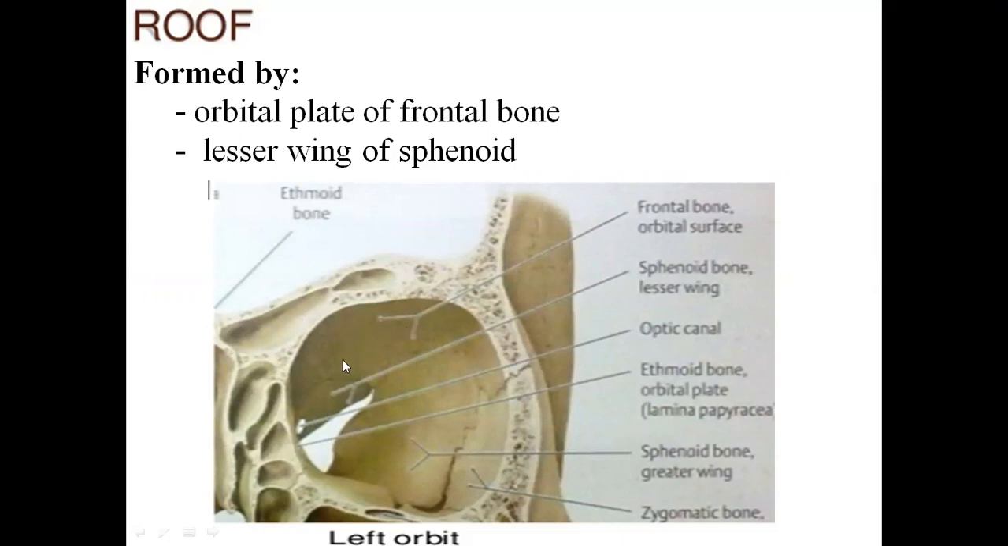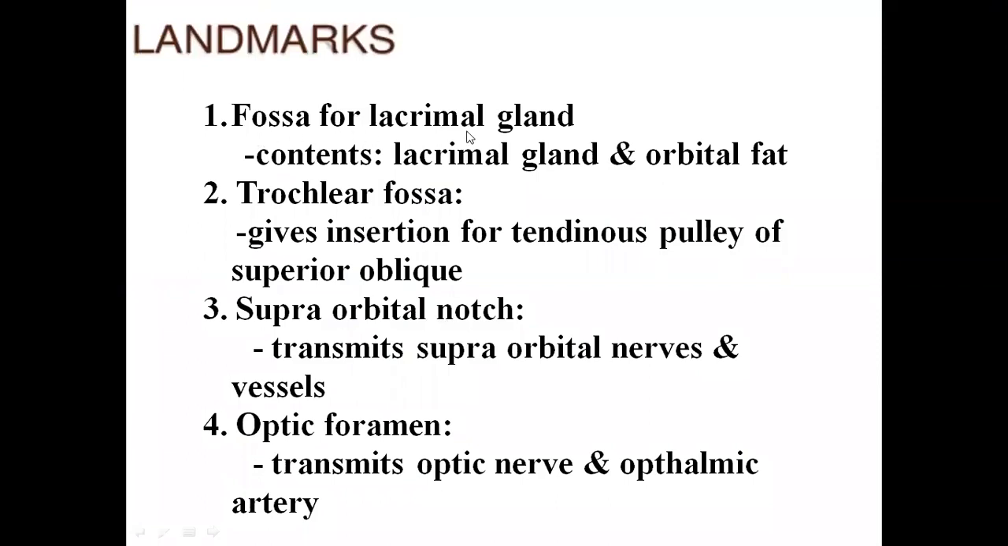Over this roof there are some landmarks. The first one is the fossa for the lacrimal gland, which contains the lacrimal gland and the orbital fat. The second one is the trochlear fossa, which gives insertion for the tendinous pulley of the superior oblique muscle. The third one is the supraorbital notch, which allows the supraorbital nerves and vessels to pass through. The fourth one is the optic foramen, which is located at the posterior most part of the orbital cavity on the roof, and transmits the optic nerve and ophthalmic artery.